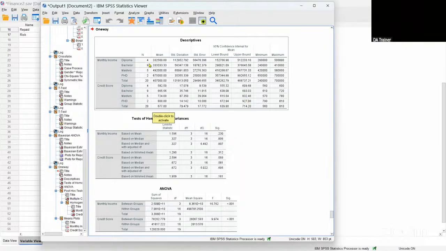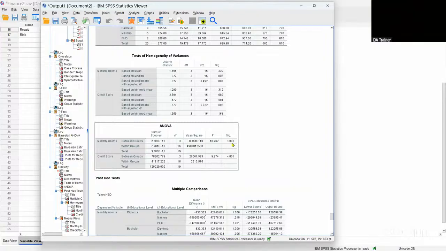This is our normal descriptive analysis there. Now, if you look at it very well, monthly income significance is 0.23. Credit score is 0.16. Coming back to ANOVA, we have a significant figure of 0.01.